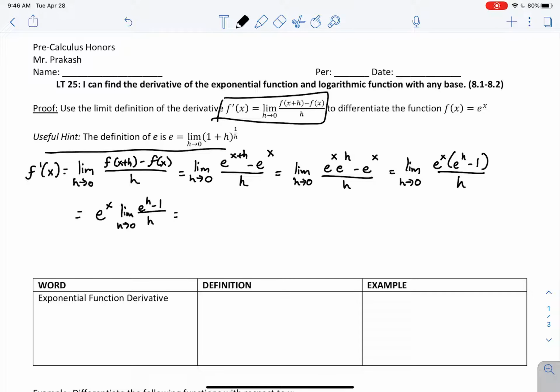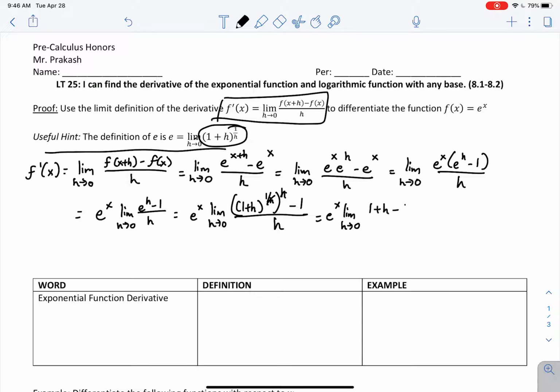Here's where I'm going to use this definition now, because I have the limit as h approaches 0, so I can substitute directly for e, because it's the same limit as well. So instead of e, I'm going to write it as (1 plus h) to the 1 over h, and then that's raised to the h, minus 1, over h. So I've just replaced e with this (1 plus h) to the 1 over h bit. And now notice that I have 1 over h raised to the h, so those cancel out.